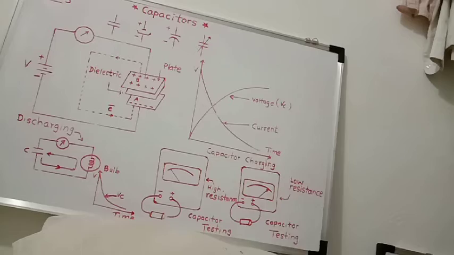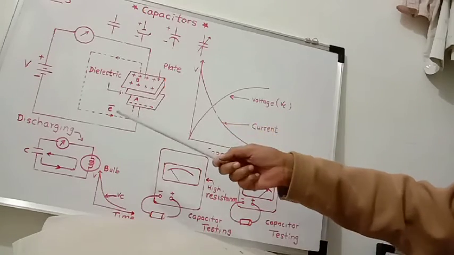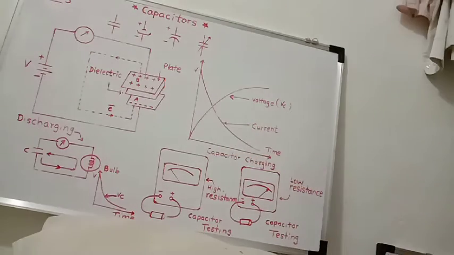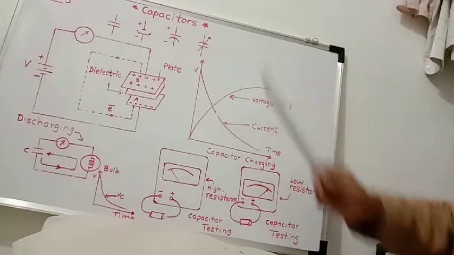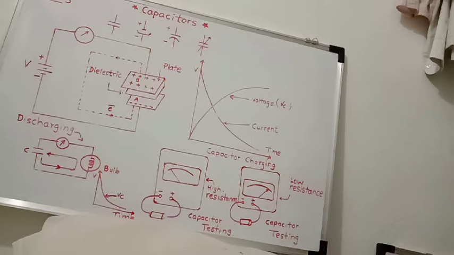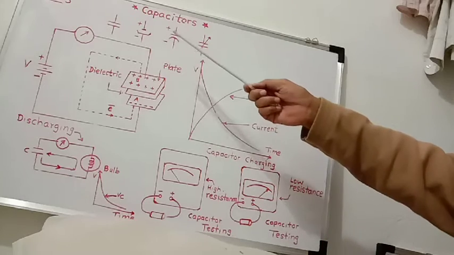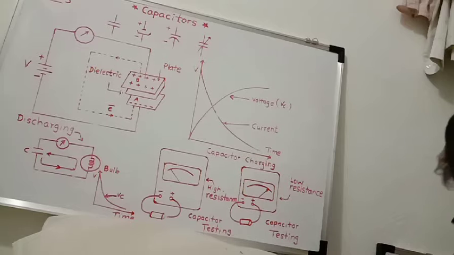These conducting plates are insulated or separated by some insulating material. For example, if mica is used as insulating material, then that capacitor is called a mica capacitor. If ceramic is used, then it is called a ceramic capacitor. A capacitor plays an important role in electronic circuits. It is used in power supplies as a filter, and in amplifiers, capacitors are used for coupling and as a bypass capacitor.